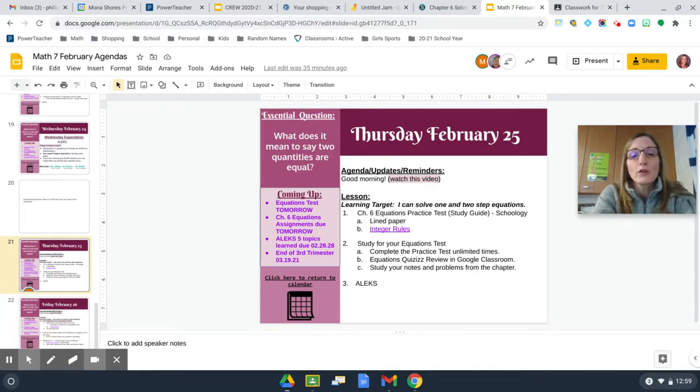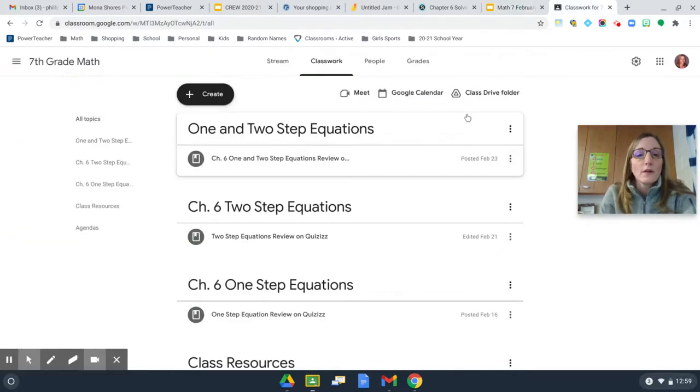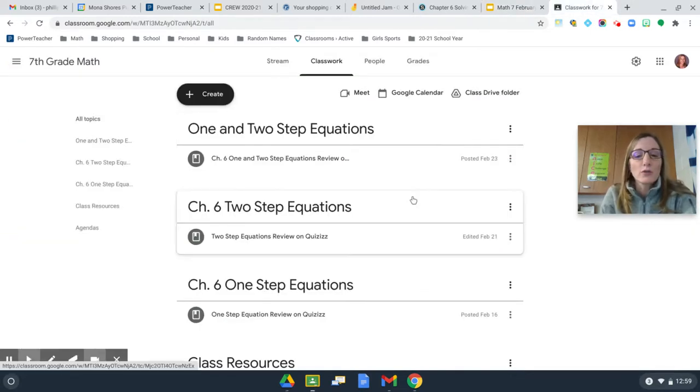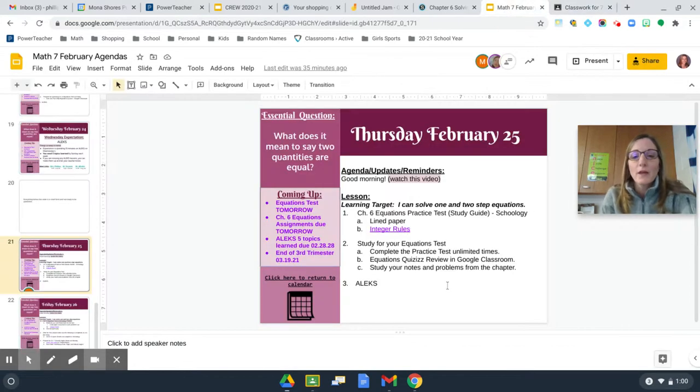And then also to study for your test, I still have the equations quizzes in Google Classroom, right? So here, for 1- and 2-step equations, 2-step equations, 1-step equations, you can go back to those and use that to study for your test. And then lastly, I put study notes and problems from the chapter. Go back and again, look at the notes that we took, practice some problems.